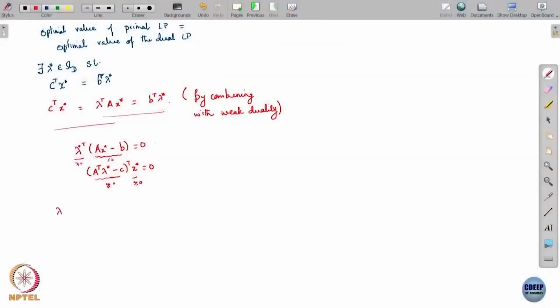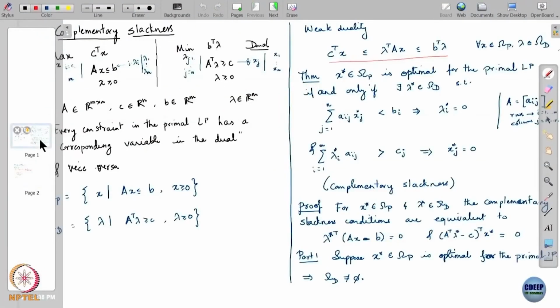Okay. So what does this mean? This means that lambda star j times this sum that we had here, or lambda star i times this sum, is captured in this inequality.